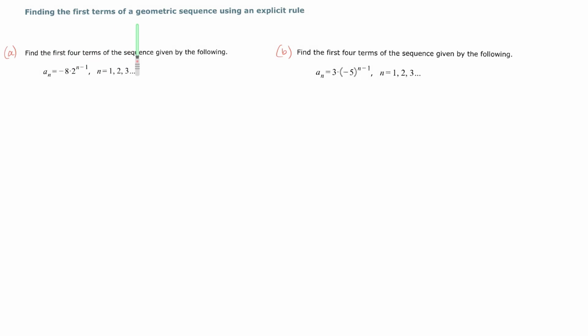Finding the first terms of a geometric sequence using an explicit rule. Well, if you wanted to, you could write the general form for a geometric sequence. So there's the general form of a geometric sequence, starting with n equals 1, 2, 3, and so on.